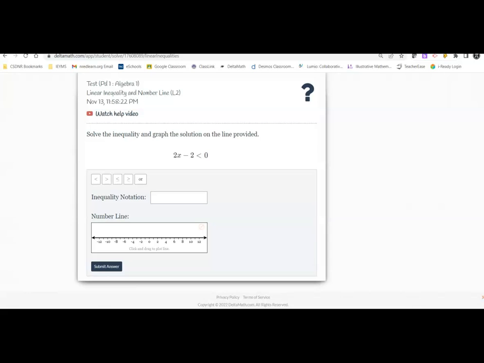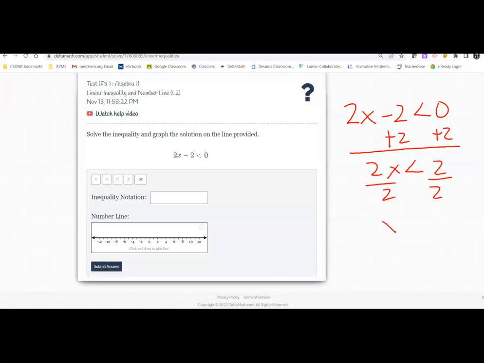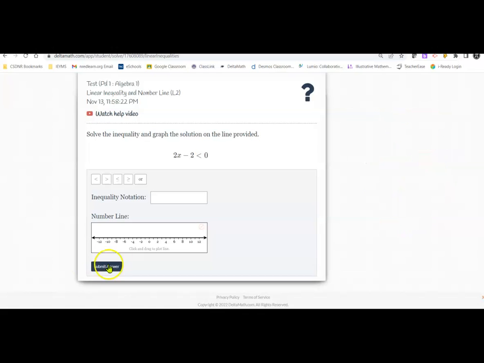line. So when you're solving the inequality here, what we're going to do is use our inverse properties of equality to clear our constant, and then division property of equality to isolate our variable by clearing the coefficient. So our inequality is that x is less than 1. So that's what we're going to type here in the inequality notation box. Type an x, click this less than sign, and then type a 1.